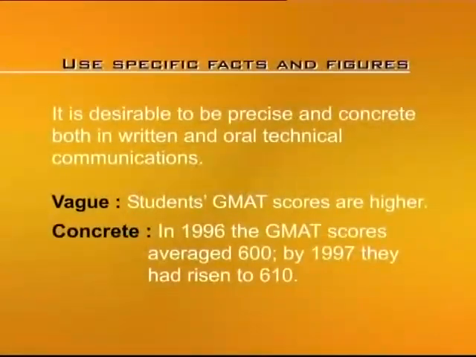A vague sentence would be, the students' GMAT scores are higher. A more concrete way of saying this would be, in 1996 the GMAT scores averaged 600, by 1997 they had risen to 610. Now, in the first instance, the vague sentence, the students' GMAT scores are higher. Higher than what? Higher than whose GMAT scores?